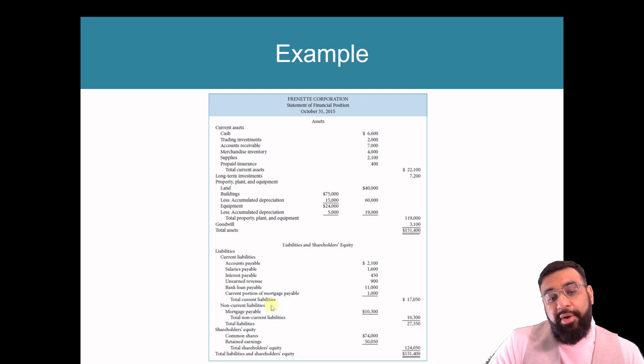Then we have non-current liabilities, which is a mortgage payable. So mortgage payable is the 10,300. That means total non-current liabilities is the 10,300 as well. Now we're done with our liabilities. So the 17,050 plus the 10,300 gives us total liabilities of 27,350.